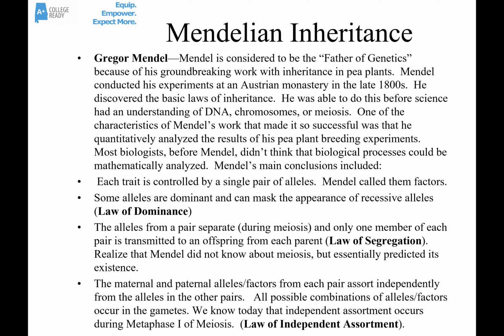And again, it's really important to remember that Mendel didn't know about meiosis, but he was essentially predicting its existence. Lastly, the maternal and paternal alleles or factors from each pair assort independently from the alleles in the other pairs. All possible combinations of alleles can occur in the gametes. We know today that this is independent assortment and that it occurs in metaphase 1 of meiosis. And Mendel called this his law of independent assortment.